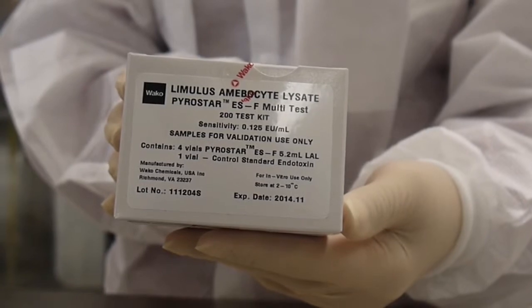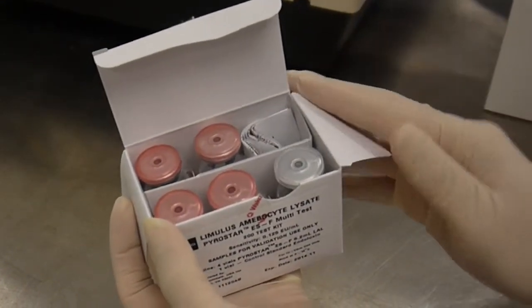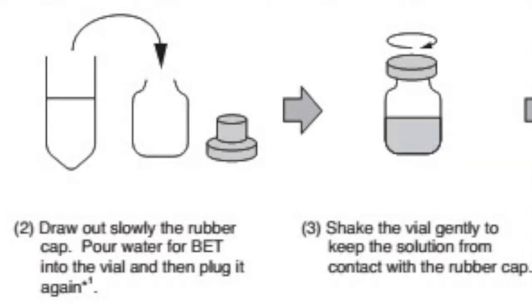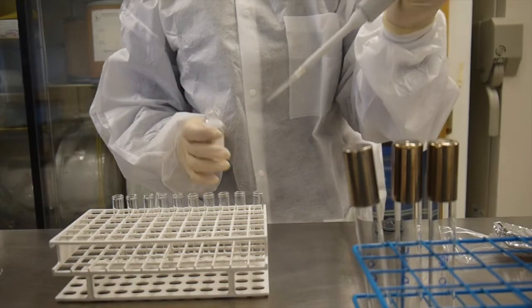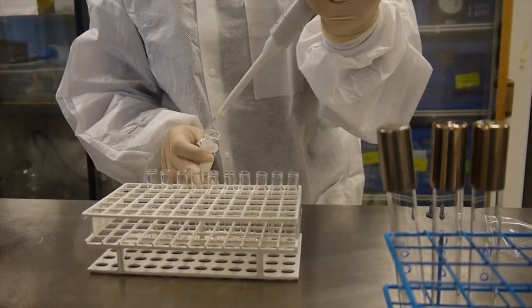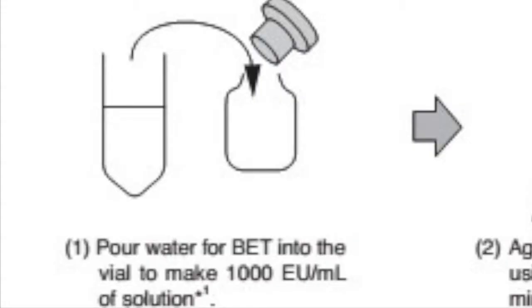Upon opening our multi-test kit, you will find 4 vials of ESF and 1 vial of CSE. You will now reconstitute the reagent and place 0.1 mLs into each reaction tube. We will now reconstitute our CSE to prepare our standard dilutions.